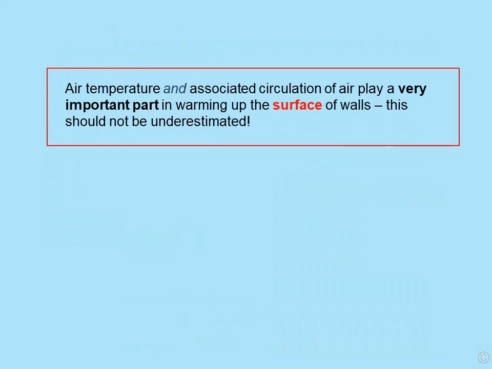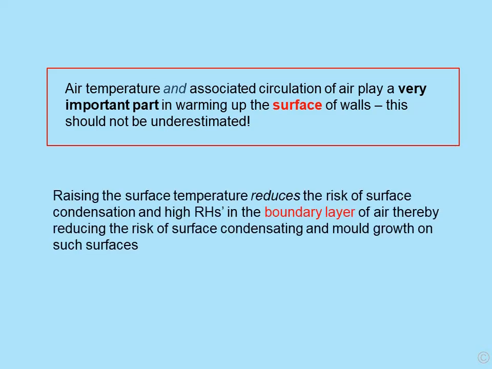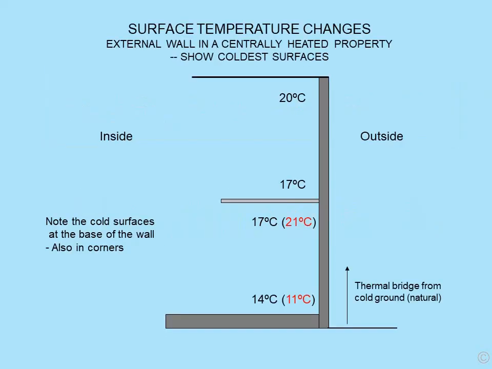Air temperature, therefore, and associated circulation plays a very important part in warming up the surfaces of walls. This should not be underestimated. Raising surface temperatures reduces the risk of surface condensation and high relative humidities developing in the boundary layer of air. Thus, we can reduce the risk of surface condensation and mold growth on such surfaces.